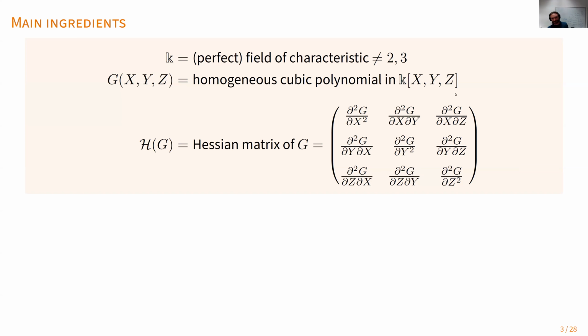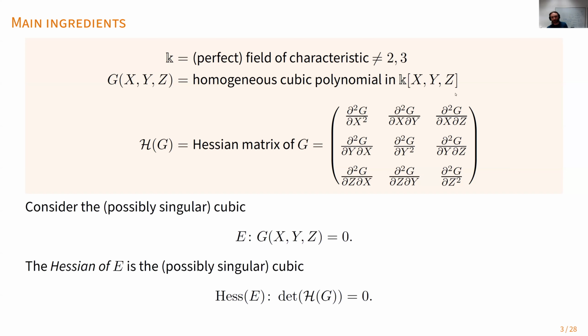So what you do to construct the Hessian, you start from a cubic with some equation given by a polynomial. You just write down the so-called Hessian matrix, so the matrix of the second degree derivatives, and you take the determinant of this matrix. And the determinant is what we will call the Hessian of E. So it defines itself a new polynomial, which defines another cubic. Okay, so we have a map going from cubics to cubics.